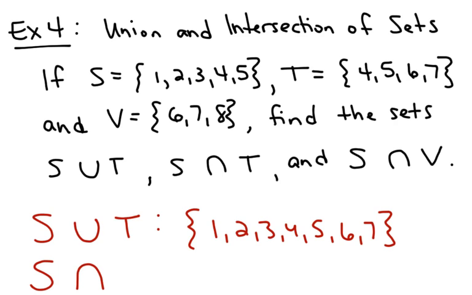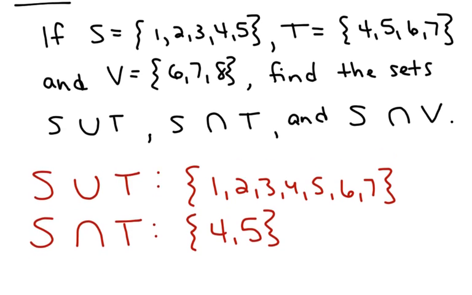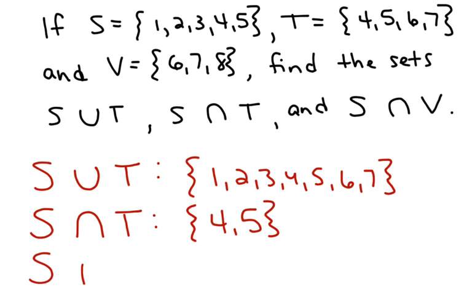The intersection of S and T is just what the two sets have in common. Well, the only things that those two have in common are a 4 and a 5. And then, how about S and V? What if I want to find the intersection of S and V? Well, S and V don't share any numbers in common, so it has no intersection. So we say the answer is the empty set.